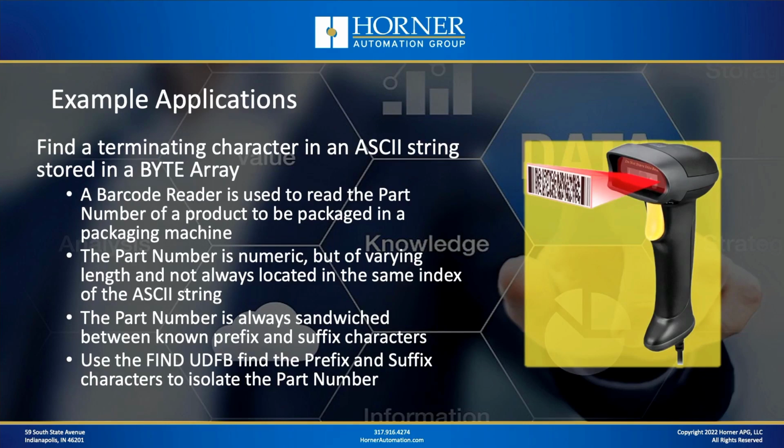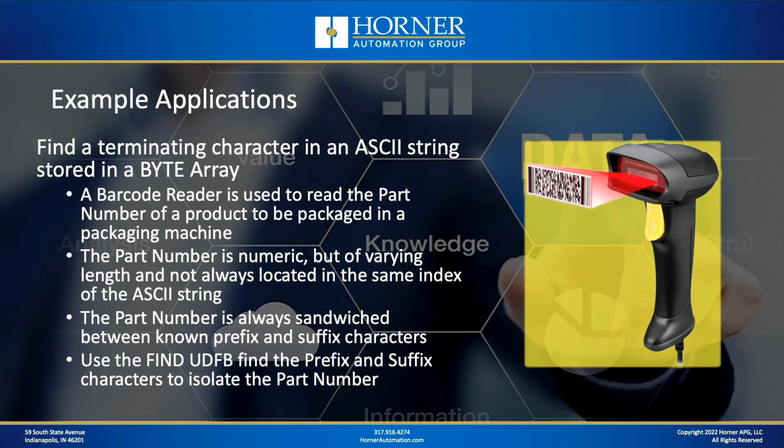Another example would be dealing with ASCII strings. Very often when you're dealing with ASCII strings, it may be because you've got a string of data that's been provided by, let's say, a barcode reader. So let's say we have an application where a barcode reader is being used to read the next part number that we need to process on our machine. Maybe it's a packaging machine. Now, this part number is a numeric number, maybe represented by, say, 6 digits or something. But the location of the part number within the barcode string is not necessarily always in the same consistent location.